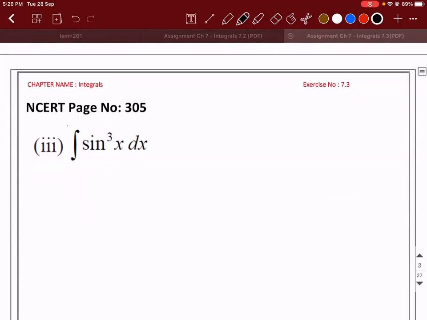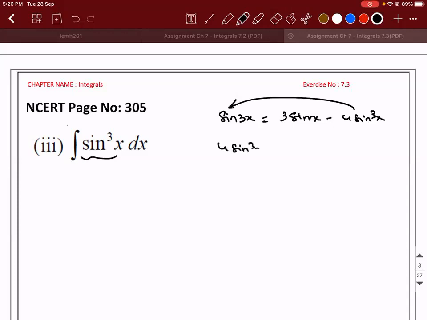Next. So the integral of sin cube x is there, right? What I'm trying to say is whenever you have trigonometric functions raised to a power greater than 1, you always need to bring in some other identity. So you can get sin cube x from the formula of sin 3x. Sin 3x is 3 sin x minus 4 sin cube x. Then come to the other side. So 4 sin cube x is equal to 3 sin x minus sin 3x. So sin cube x is equal to 3 sin x minus sin 3x, the whole divided by 4.